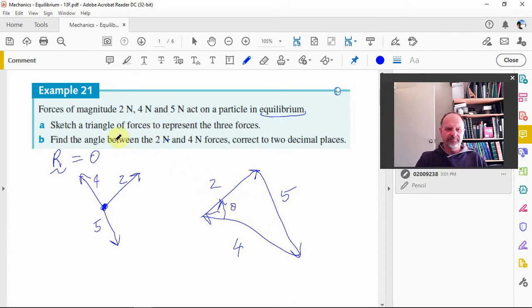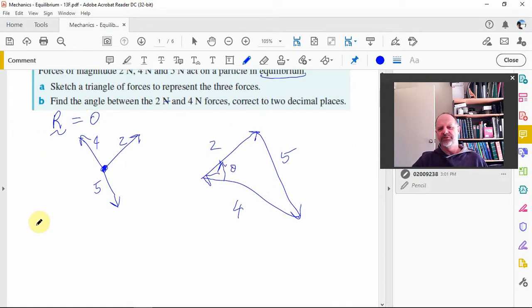Alright, so where are we? Sketch the triangle of forces to represent the three forces. There we are, done that. And now find the angle between the 2 Newton and the 4 Newton force. There, I've made sure I've got the right one there. Alright, so we've got 3 sides that we know, one angle that we're looking for. So this is part A done, and for part B, we're going to use the cosine rule.